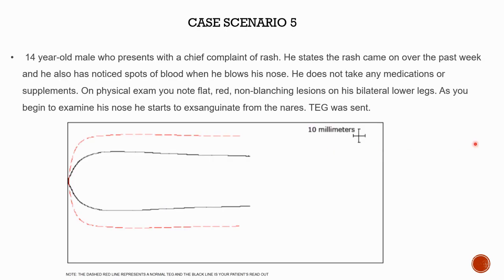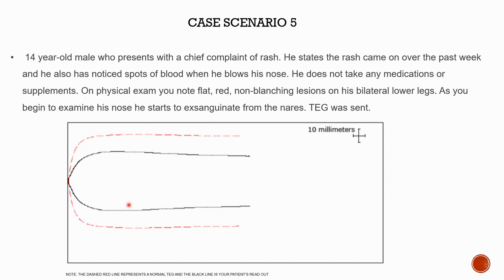Case scenario 5. A 14-year-old male presents with chief complaints of rash and notice spots of blood when he blows his nose. He is not on any medications or supplements. On physical examination, we are able to see petechiae in his lower legs and his nose also starts to bleed. A TEG was sent. Kindly discuss this.